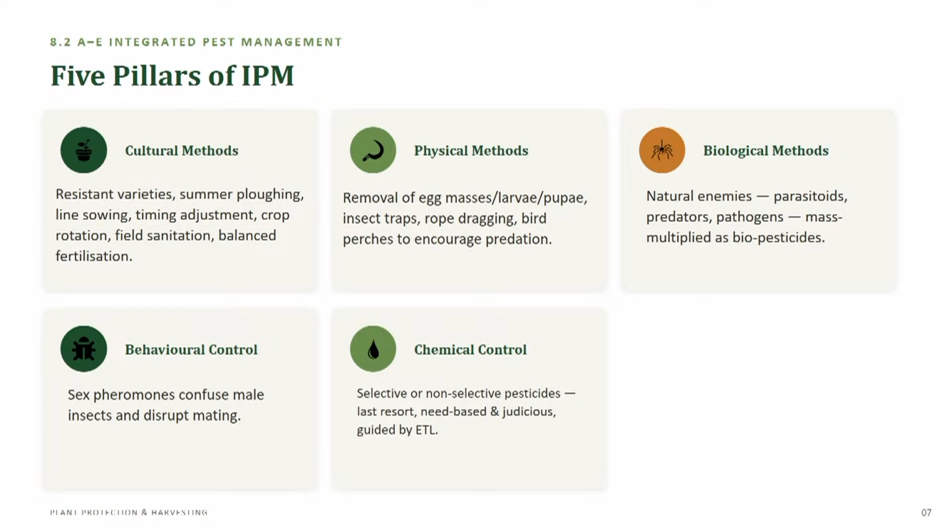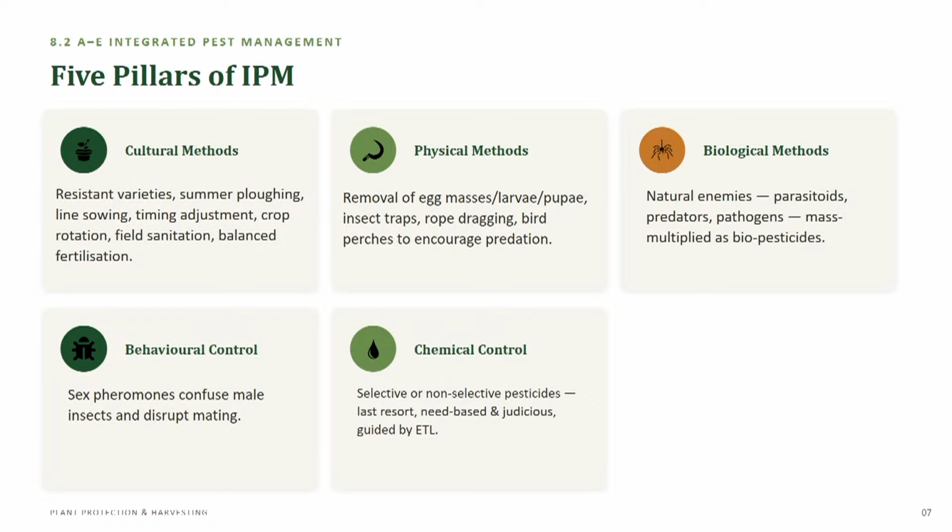Coming to line sowing, when we go for line sowing, the management practices, particularly weeding or spraying any type of chemical, are much easier. And the fourth is timing adjustment. Here we can shift our sowing time as well as the irrigation time, so that it cannot attract various types of insects and diseases.